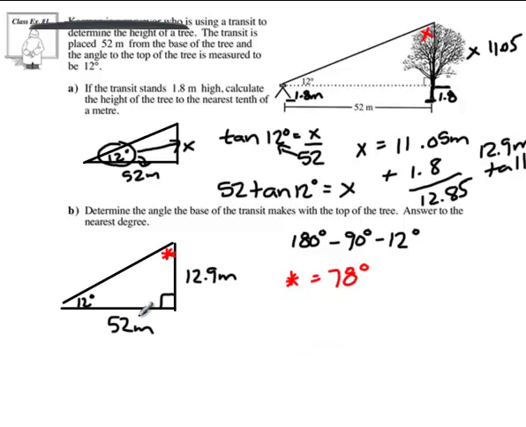Although since you did know two side lengths and you already knew an angle, you could have used tan, opposite over adjacent, and that could have calculated that for you as well.